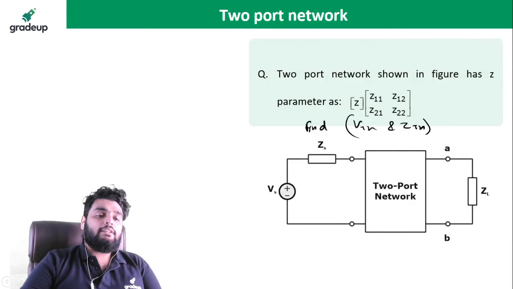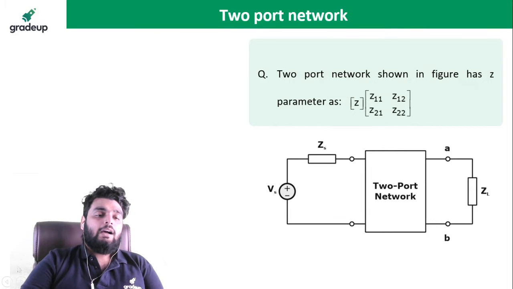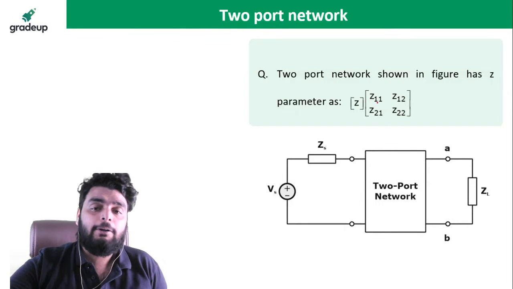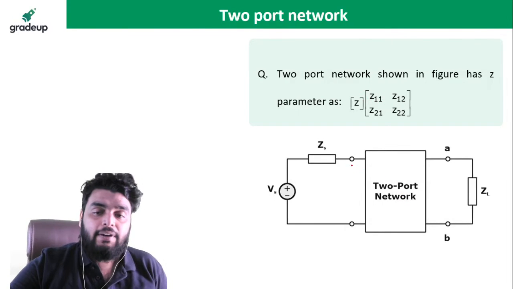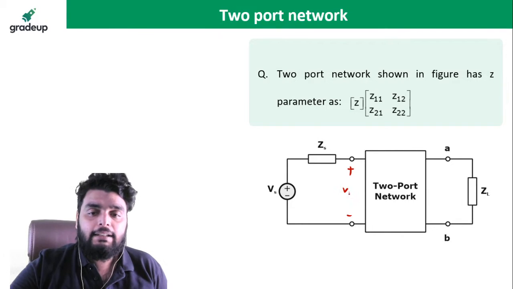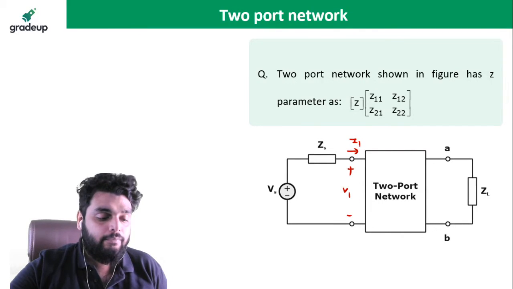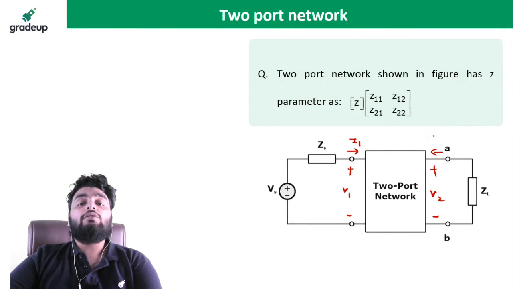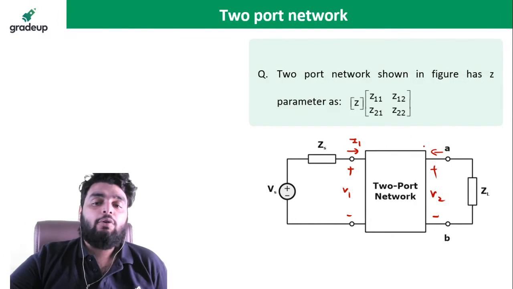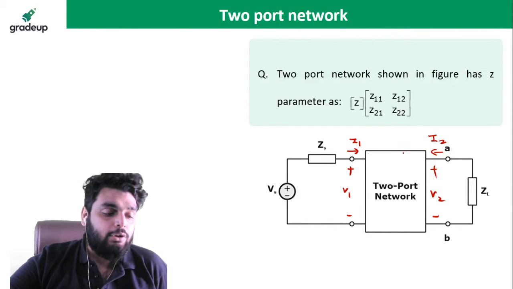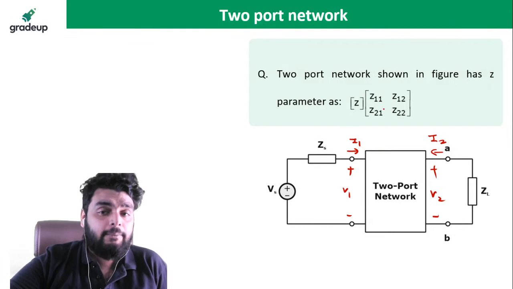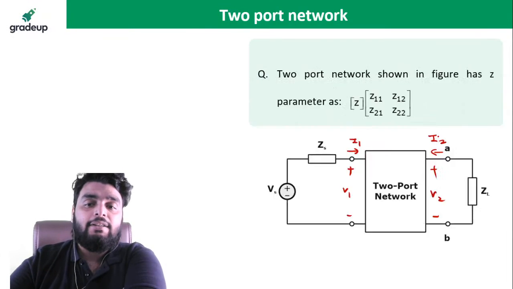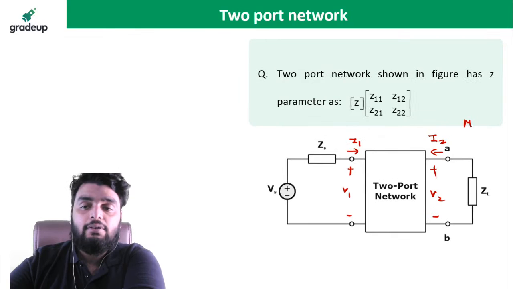So in this question, what is given? A particular network is given, in which the Z parameter of a two-port network is given. See very carefully. This is given for plus-minus V1 with I1 entering, and this is plus-minus V2 with I2 entering. This is the voltage, and for this voltage and current, a two-port network is given. What I need to find out is VTH and ZTH. This is an MSQ type of question.